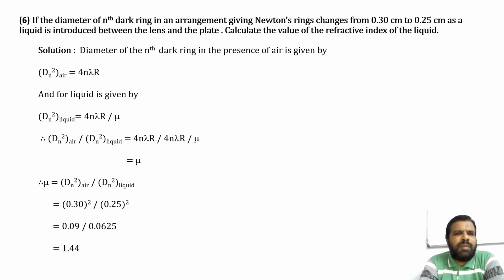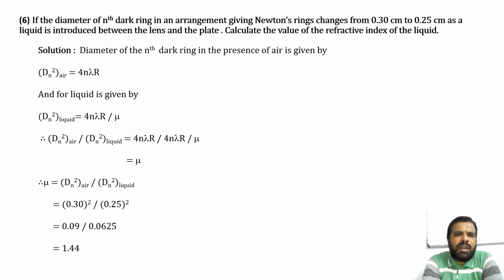Problem number 6. If the diameter of the nth dark ring in an arrangement giving Newton's ring changes from 0.3 cm to 0.25 cm as a liquid is introduced between the lens and the plate, calculate the value of the refractive index of the liquid.